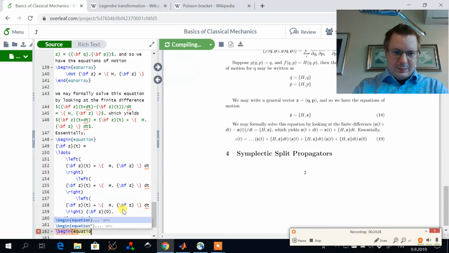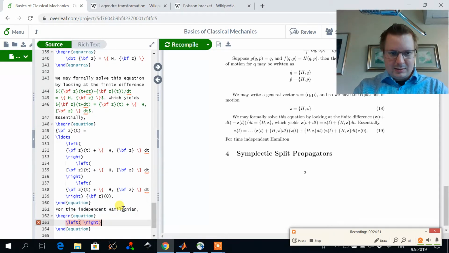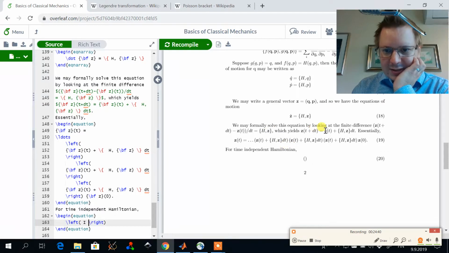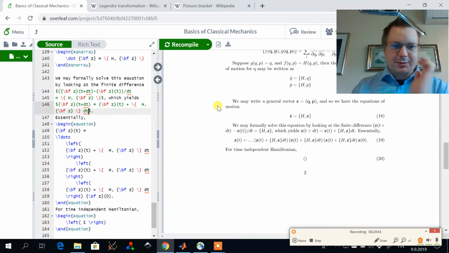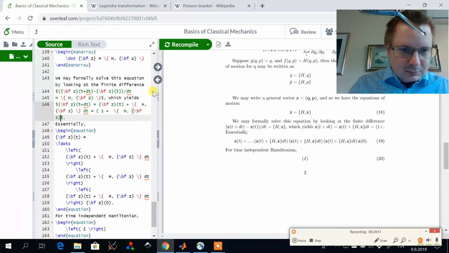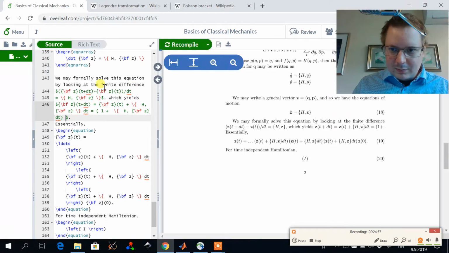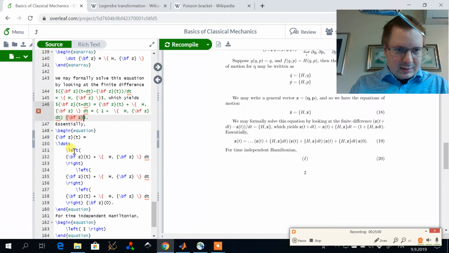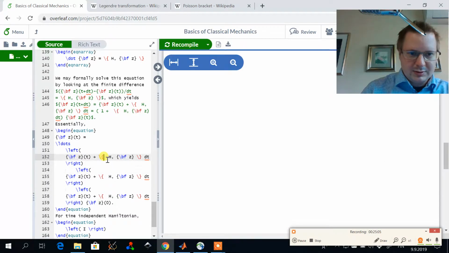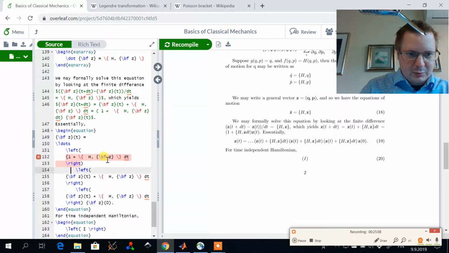For example, for a time independent Hamiltonian we actually can, so let's just rewrite this again. So it's like 1 plus this one, dt times the Poisson bracket, acting on z at t.